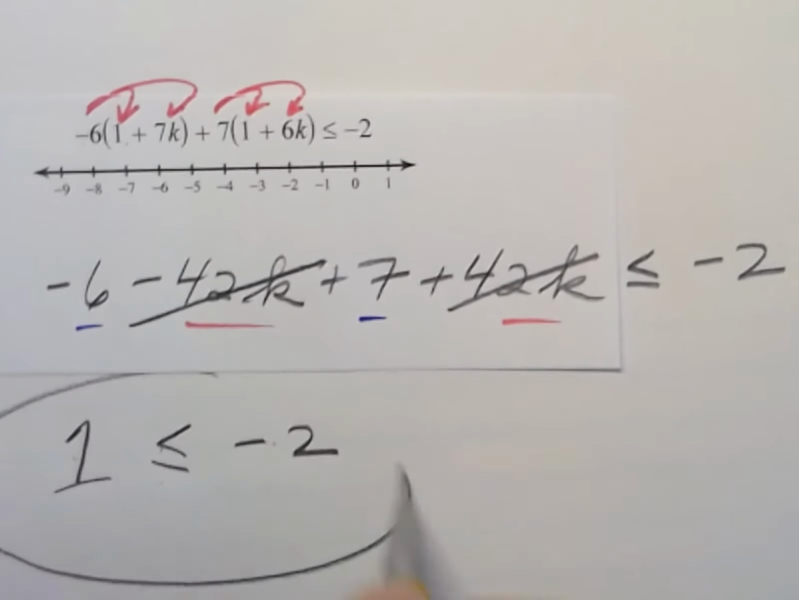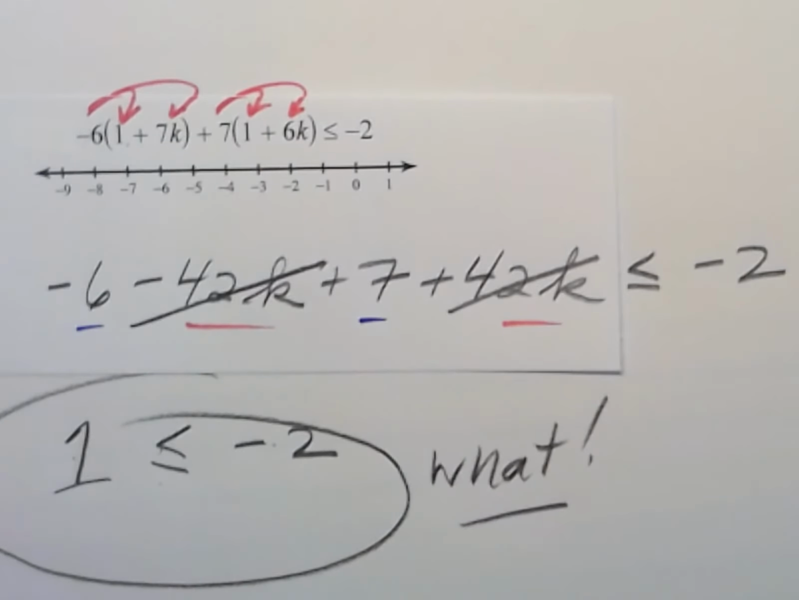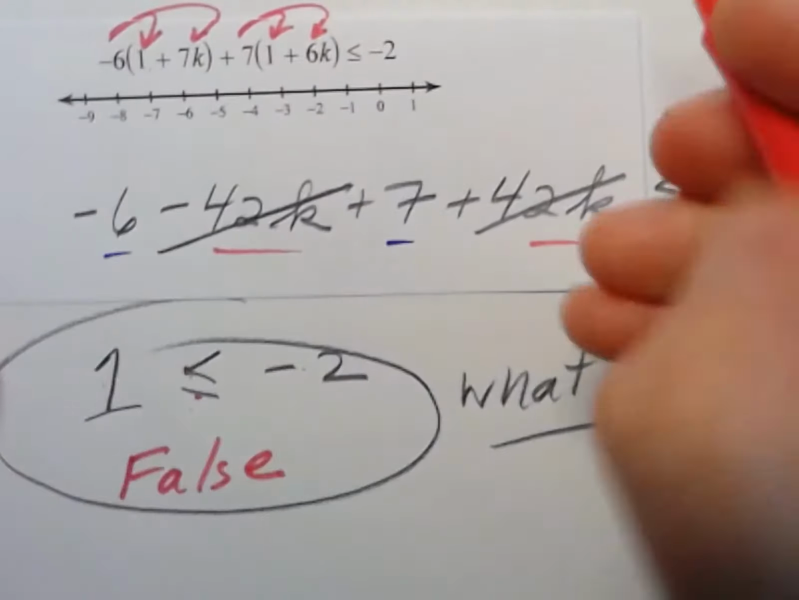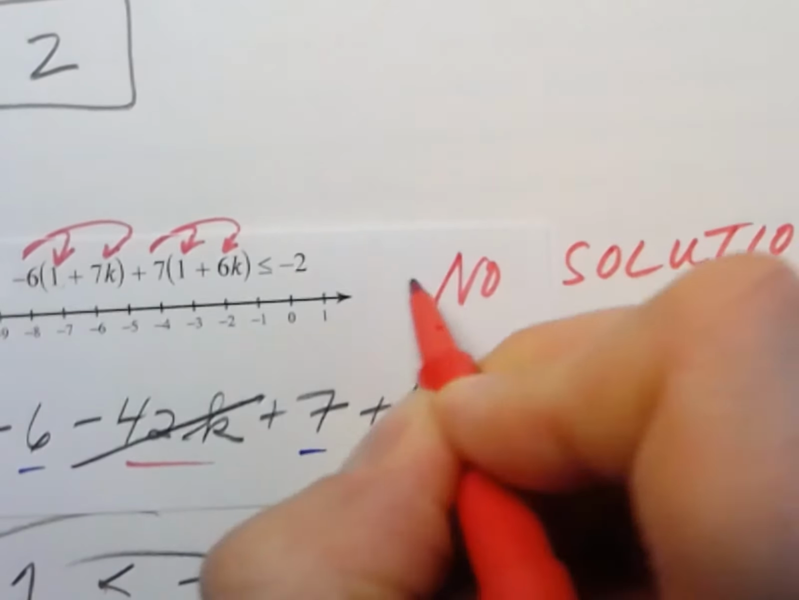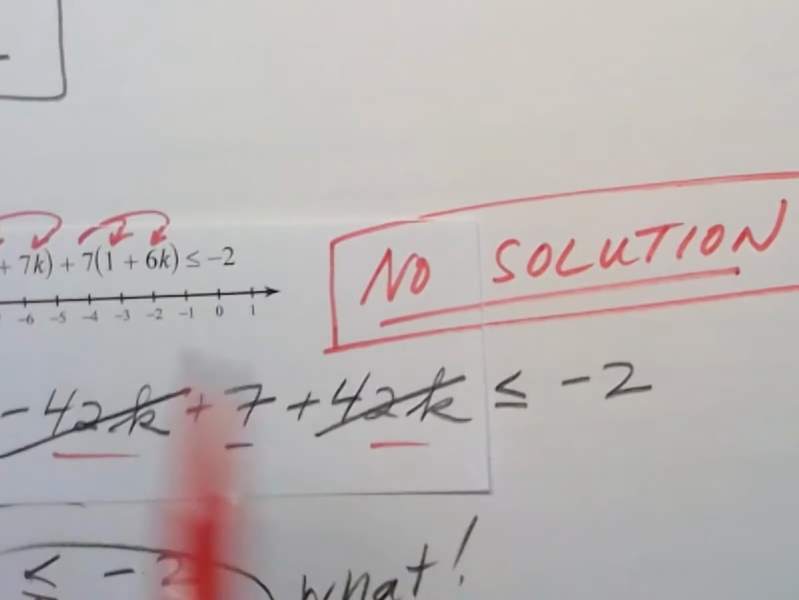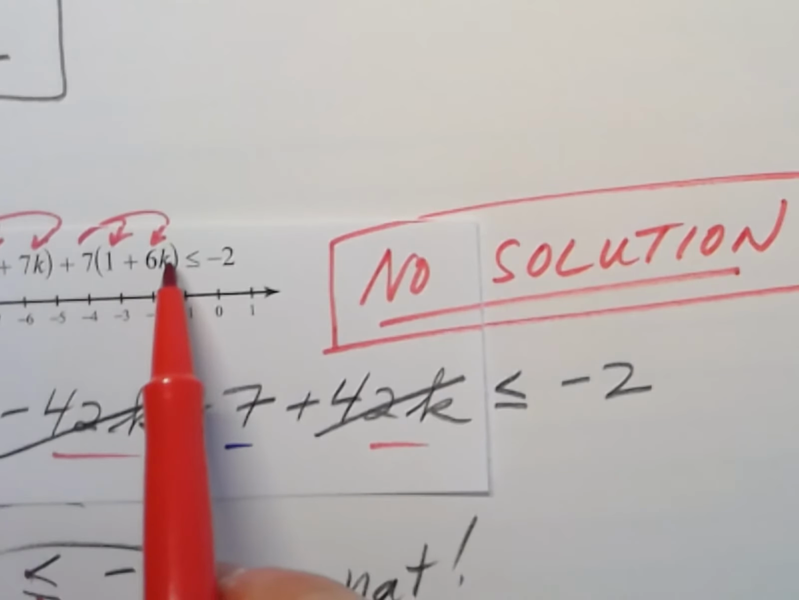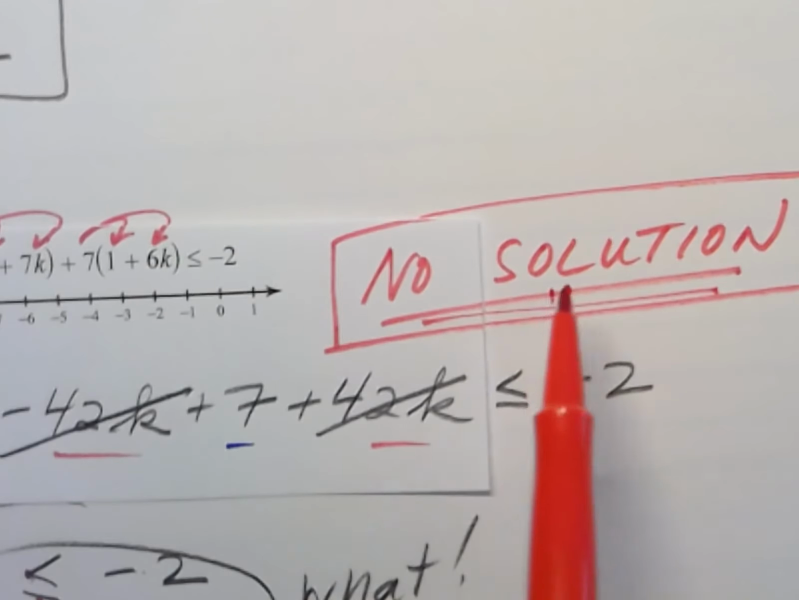What? That doesn't make sense. So this problem, because 1 is not less than or equal to negative 2, this is false. So this problem has no solution. There's no number for k that would ever make this inequality work. So this has no solution. That's your solution, that there is no solution.